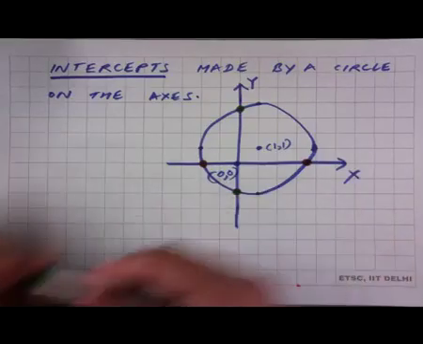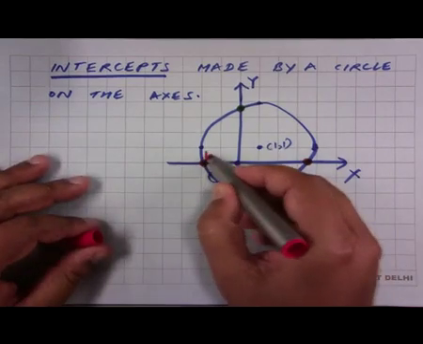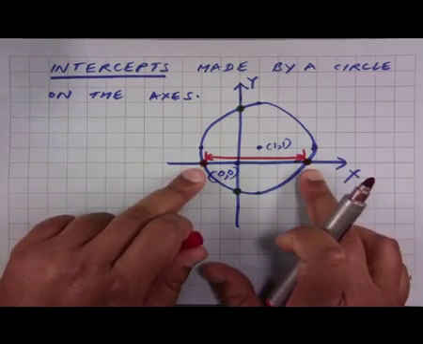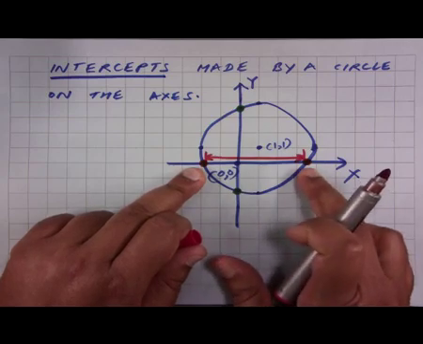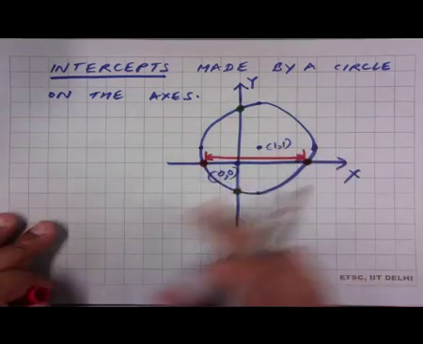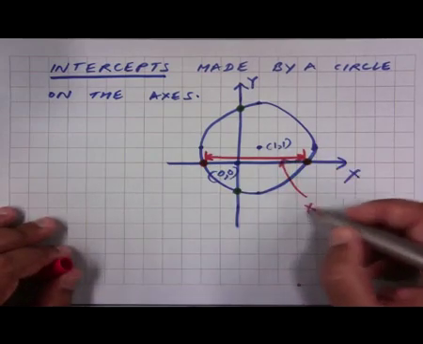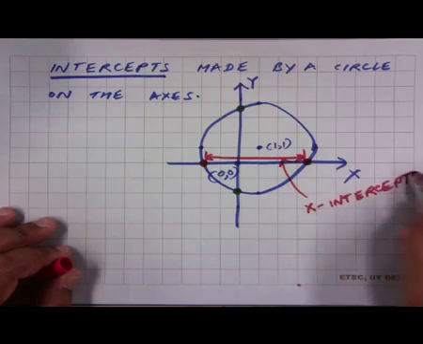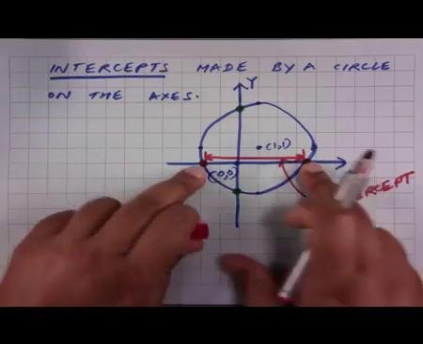So, this distance or this length here, this length between the 2 points where the circle intersects with the x axis, is called the intercept made by the circle on the x axis. So, this is the x intercept, or the intercept made by this circle on the x axis. So, that is this length.